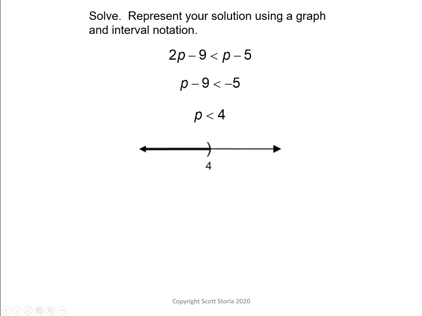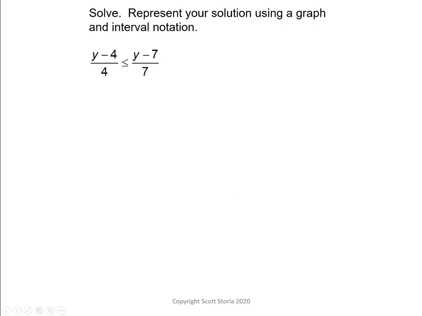Here's my number line, and here's my interval notation. See if you can do this one. Remember our strategy for fractions. Find the LCD and multiply both expressions by the LCD.